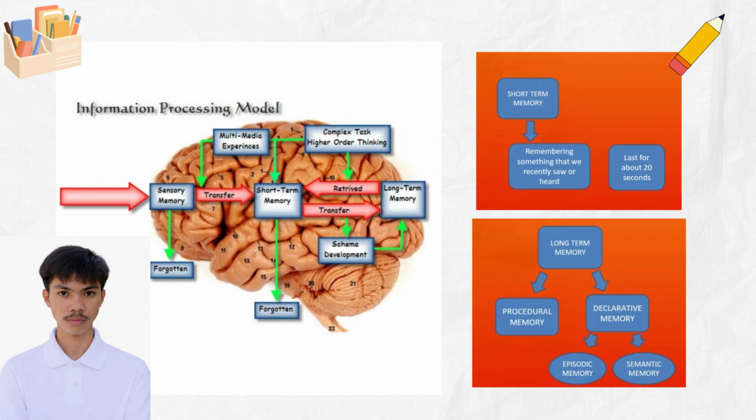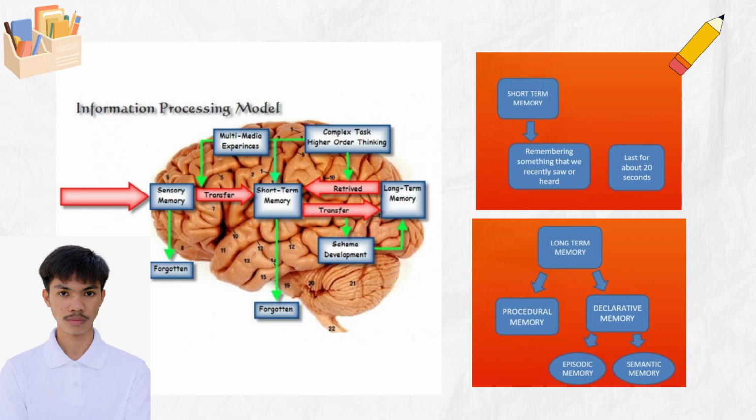So the first step is the sensory memory. Sensory memory is the process that begins when external information enters our senses. This stage acts as a quick filter where data is either transferred for further processing or forgotten almost immediately.